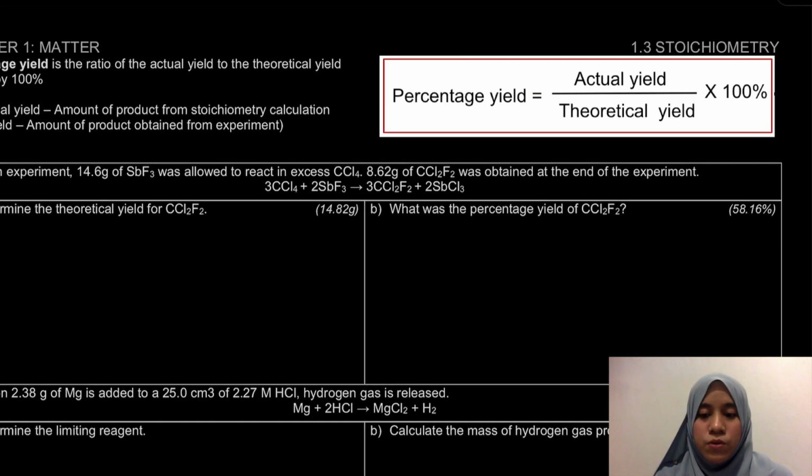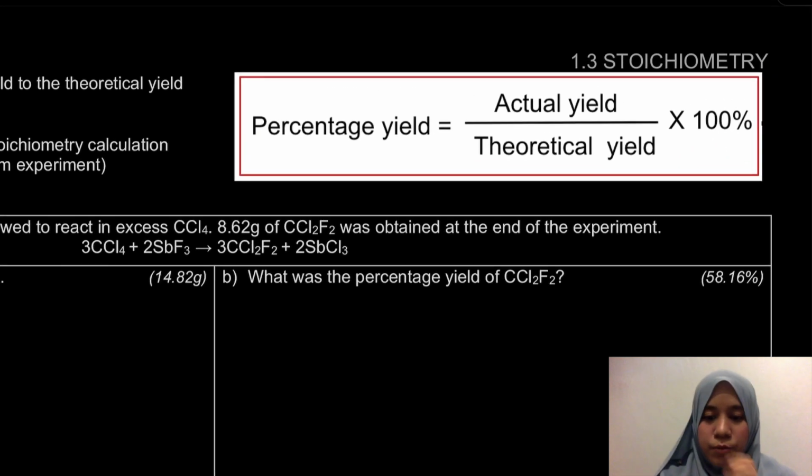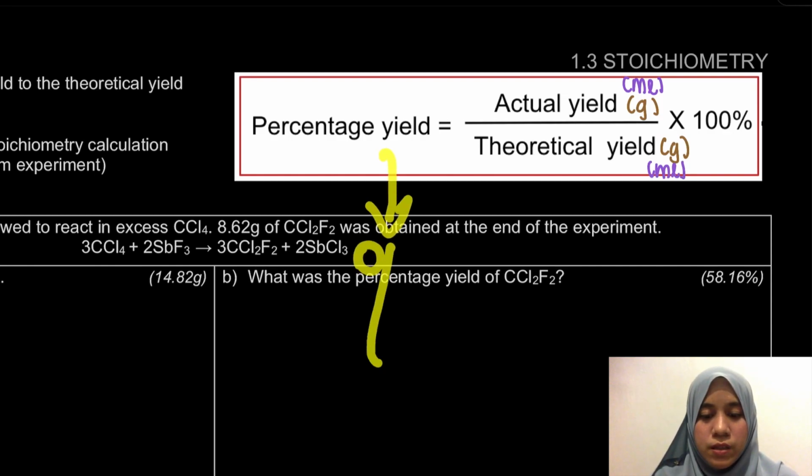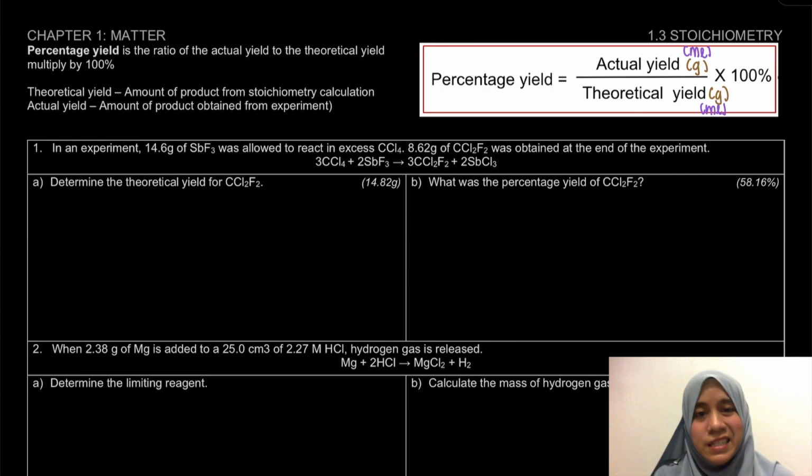Percentage yield has the unit percent. Usually the question gives you the actual yield and you find the theoretical yield. If the actual yield is in grams, make sure you find the theoretical yield in grams. If it is given in milliliters, find your theoretical yield in milliliters, because the units will cancel out, then times 100. So the unit for percentage yield is percent. That is only the introduction to what percentage yield is. Now let's look at the calculation itself.